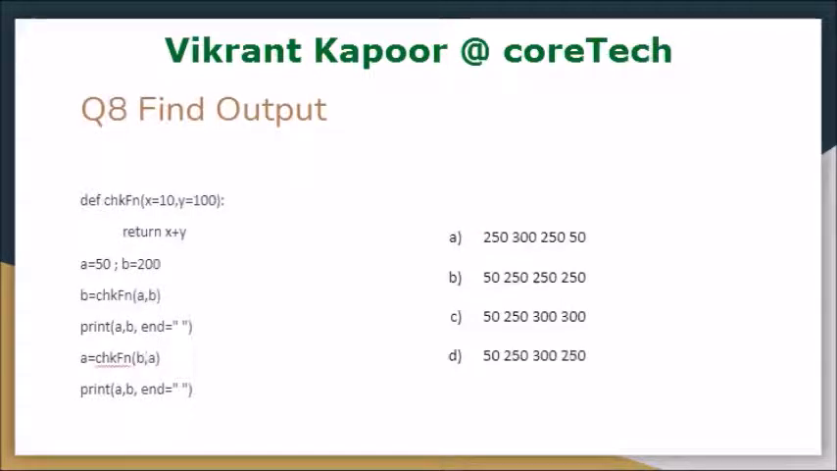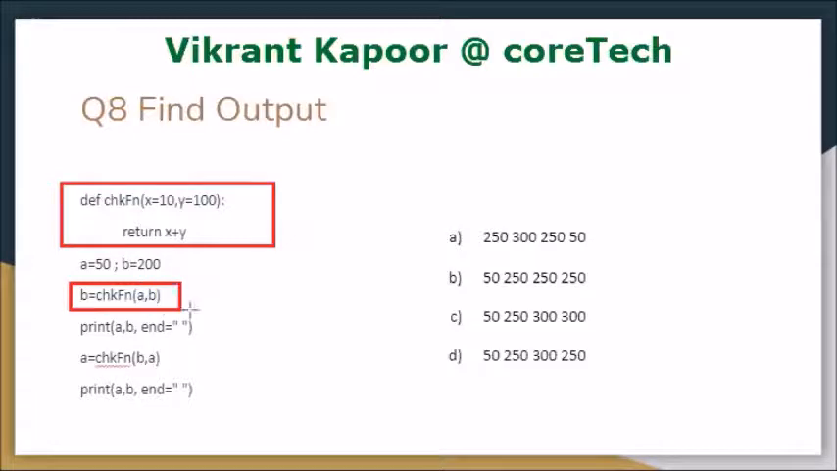Question number 8. A function is being called with two default arguments, 10 and 100. Both 10 and 100 will be overwritten by 50 and 200. So 50 plus 200. The value of B should be 250. So we have two options where the value of B is 250.